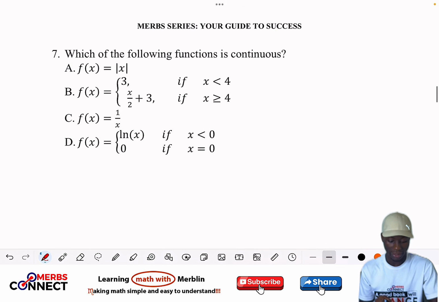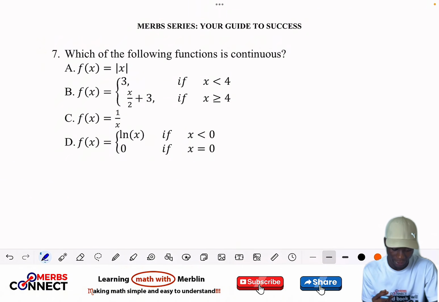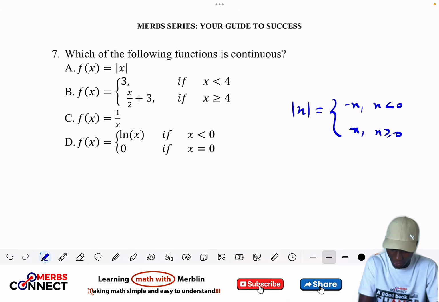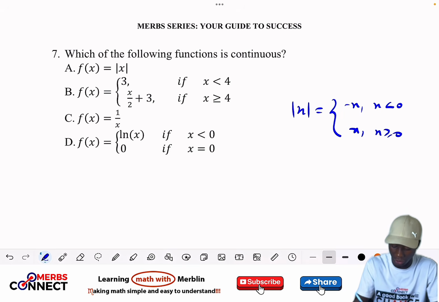Let's look at question 7. Which of the following functions is continuous? So for continuity, we have 3 things that we need to check, and any of them must satisfy the conditions, right? So let's pick from the first one and see. So absolute value of x is the same as minus x for x less than 0, and x for x greater than or equal to 0. So now let's try and find out. We can just do direct substitution and see.